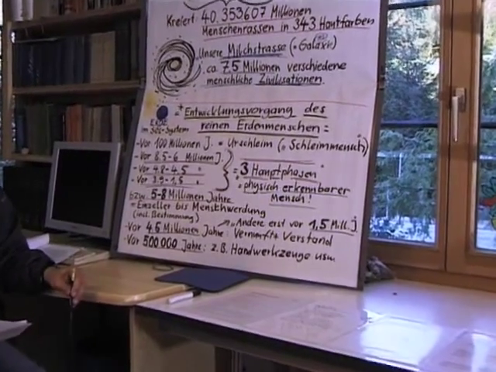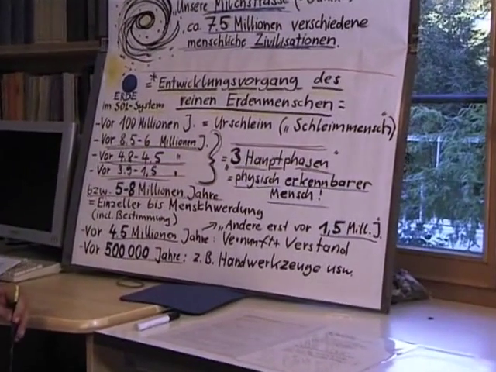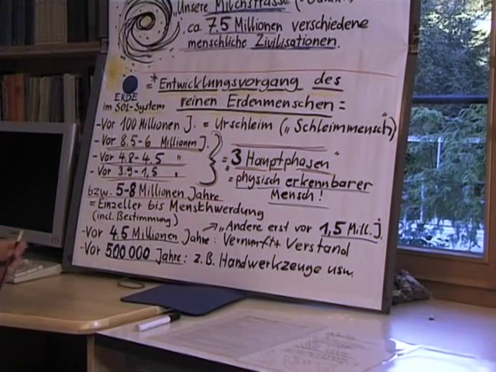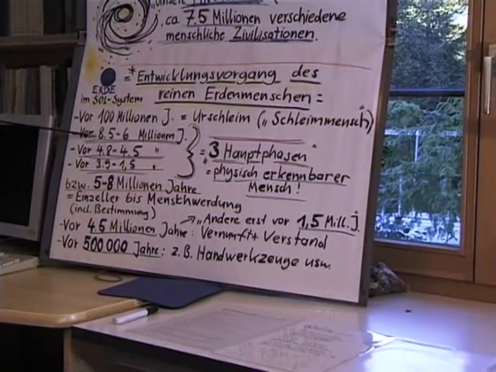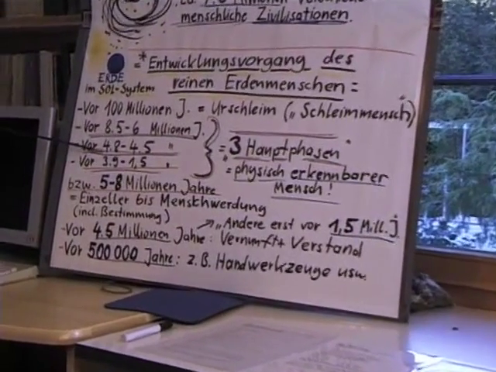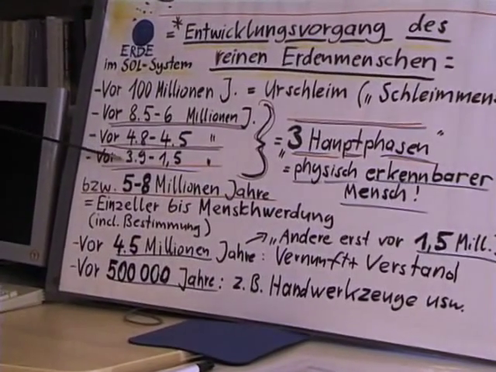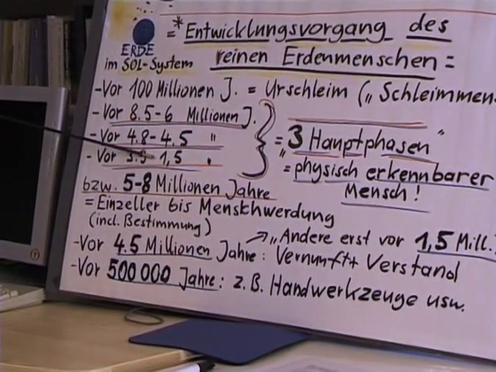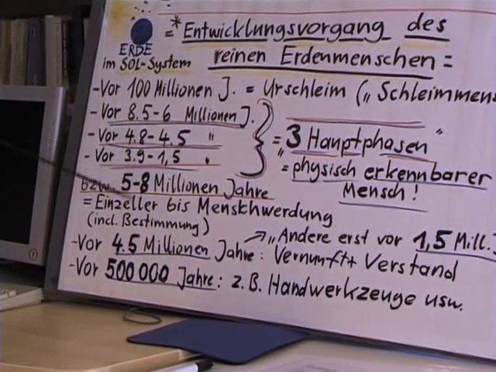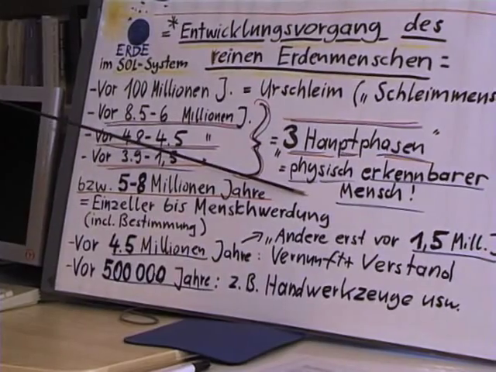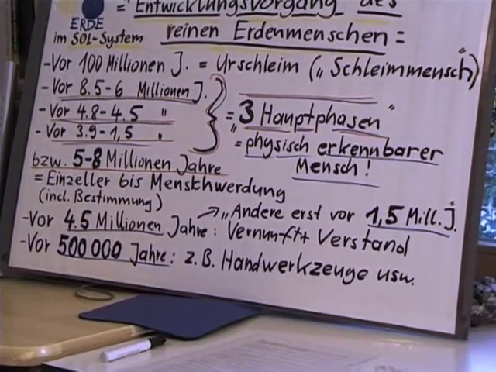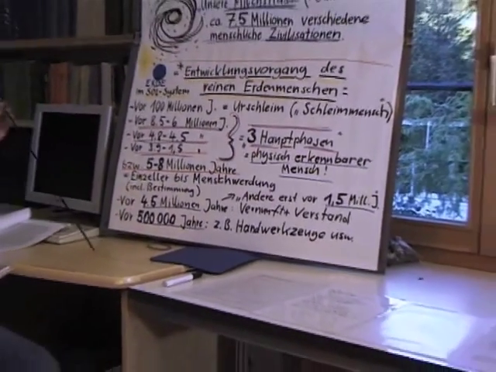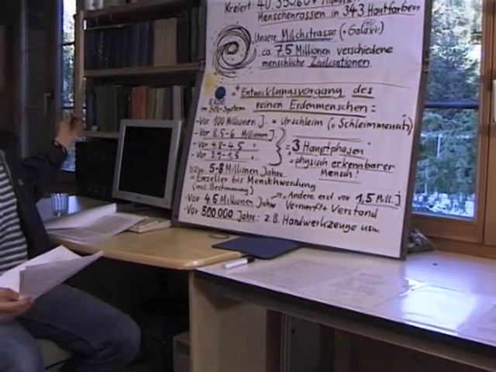The process of development of the pure Earth human, that is to say, his coming into being, can be classified into three principal phases when it concerns a physically recognizable human, as for example, 8.5 to 6 million years ago, 4.8 to 4.5, and 3.9 to 1.5 million years ago. Those are principal phases when we are talking about recognizable human beings, and one of those first phases died off. You cannot see an exact point of time. There are only periods, as for example, 9 to 12 million years ago when the first human beings appeared, which is not listed here.